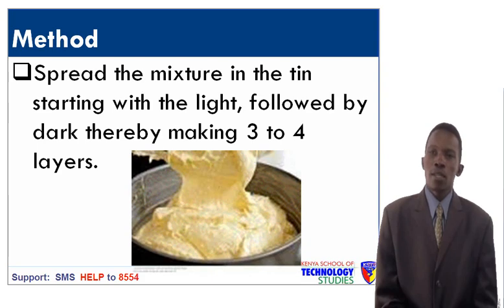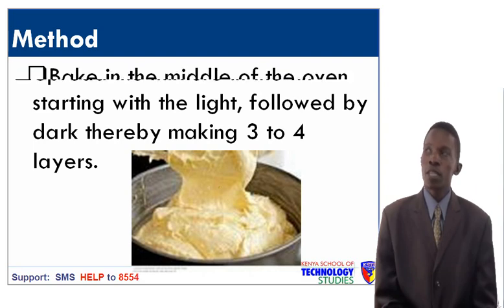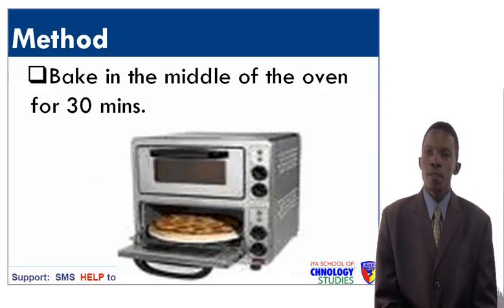Spread the mixture in the baking tin, starting with the light, followed by the dark chocolate paste to form 3 to 4 layers within the tin. But make sure that you don't fill the tin so much. It should be half full, after alternating the different colors of the paste. Bake in the middle of the oven for 30 minutes.